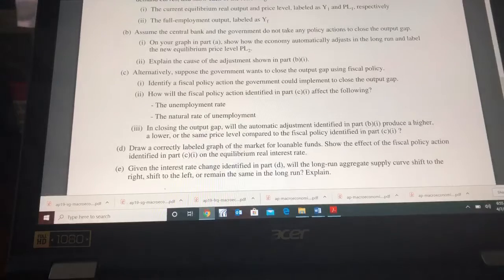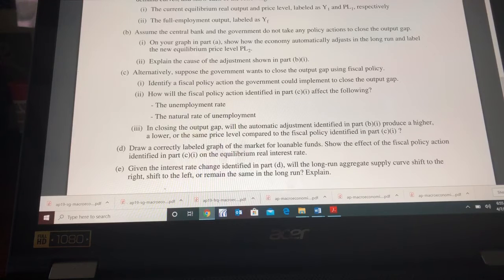Let's look at Part C. Alternatively, suppose the government wants to close that output gap using fiscal policy. Okay, so we know we have an inflationary gap. So when I have an inflationary gap, I'm in an expansion. So they need to use contractionary fiscal policy. They need to do what? They need to decrease government spending and increase taxes, right? So I've already just brainstormed in my head what I will be expecting for Part C. So now let's look at the questions in Part C.